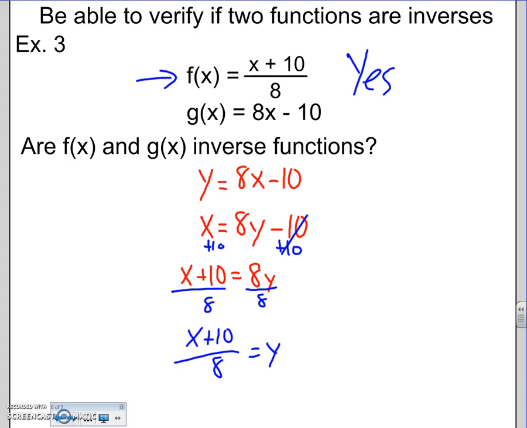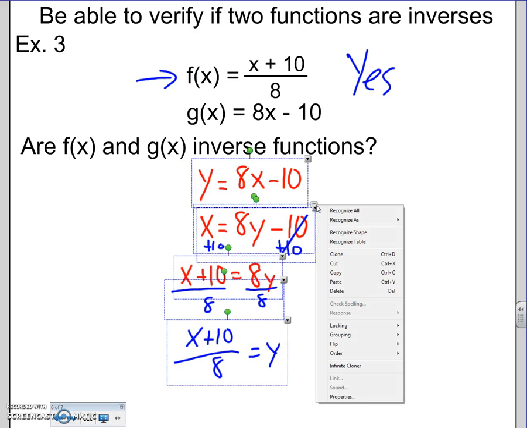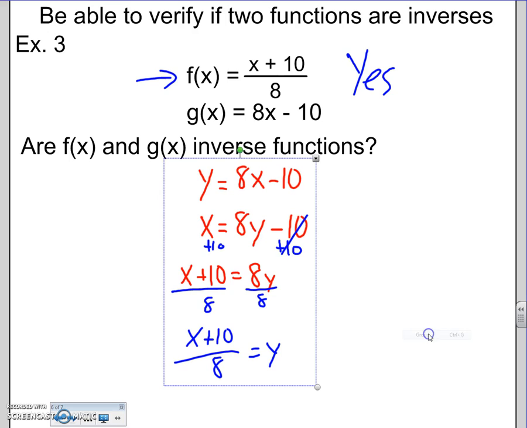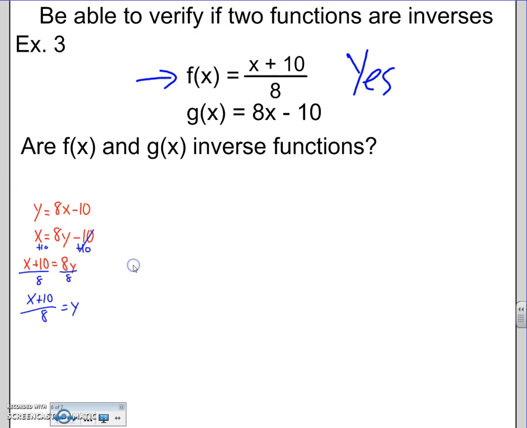So that's one option. That was method number 2. Now I'm going to do method number 1. So let me do it like this. Let me group that. So this is method 2. All right, method 1, I'm not going to graph. I'm doing method 3. We're going to do the composition.